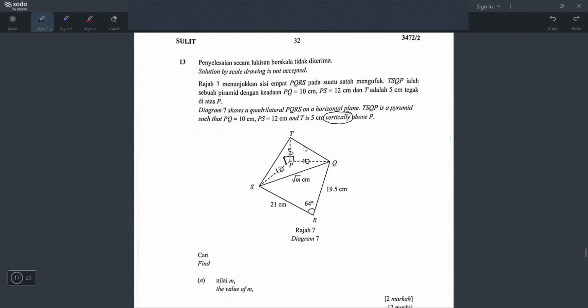And guess what? You can use Pythagoras theorem to find this and this, right? But let's not find it first. If they ask, then only we find it, all right? Okay, so A says find the value of M. So how to find value of M? Where is M? Here, right?